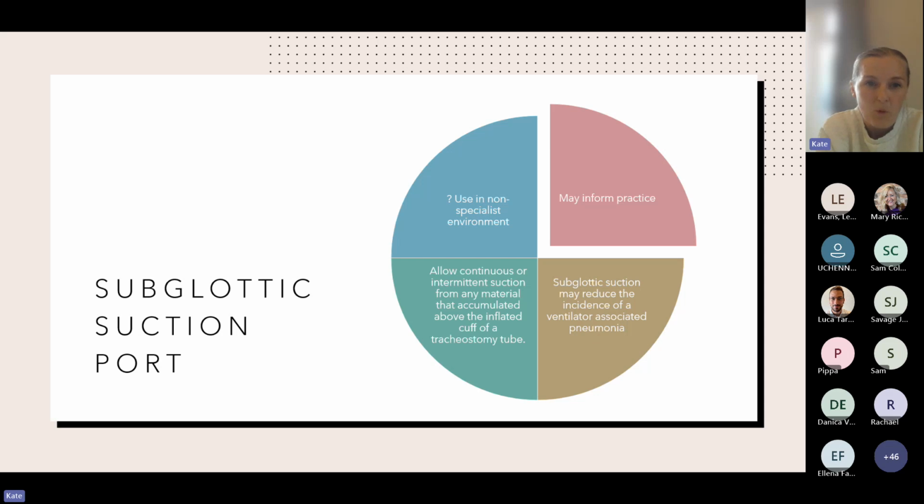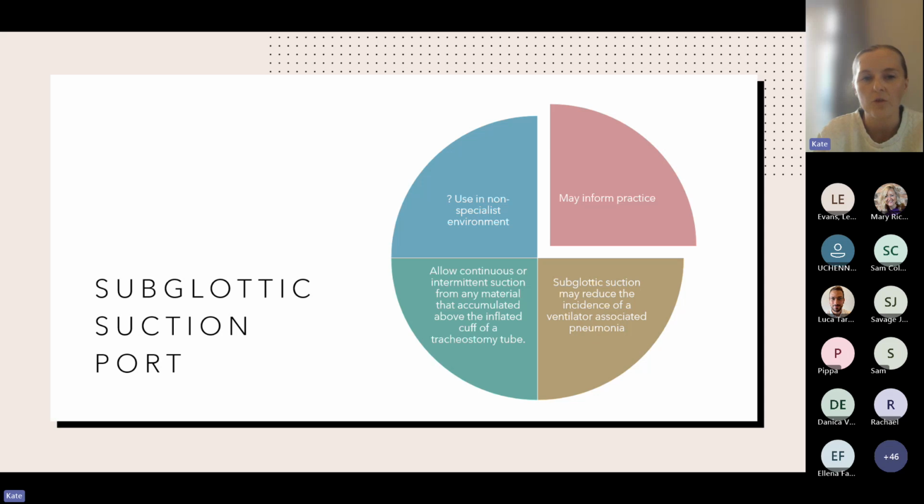Think about your subglottic ports. I've put on our slide that it may inform practice. We routinely use subglottic ports with our patients, and we routinely measure the amount of subglottic secretions we're getting hourly. For us, this does help inform our practice. We go with 5 mils.